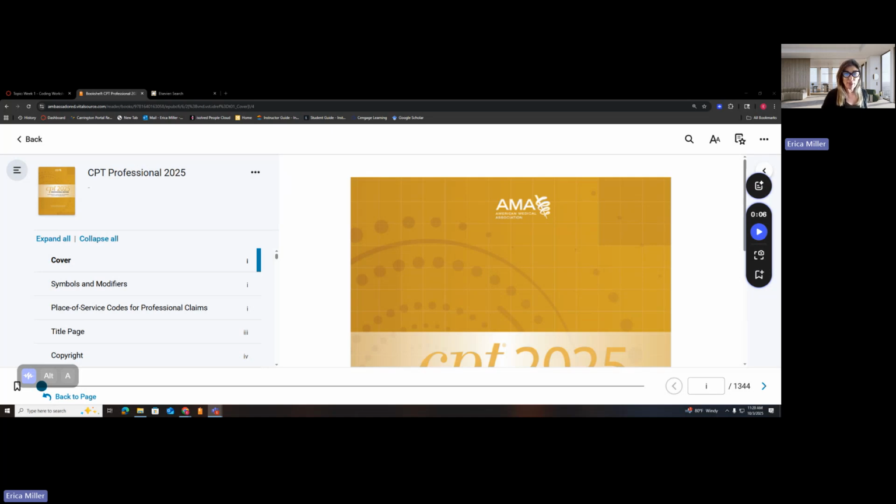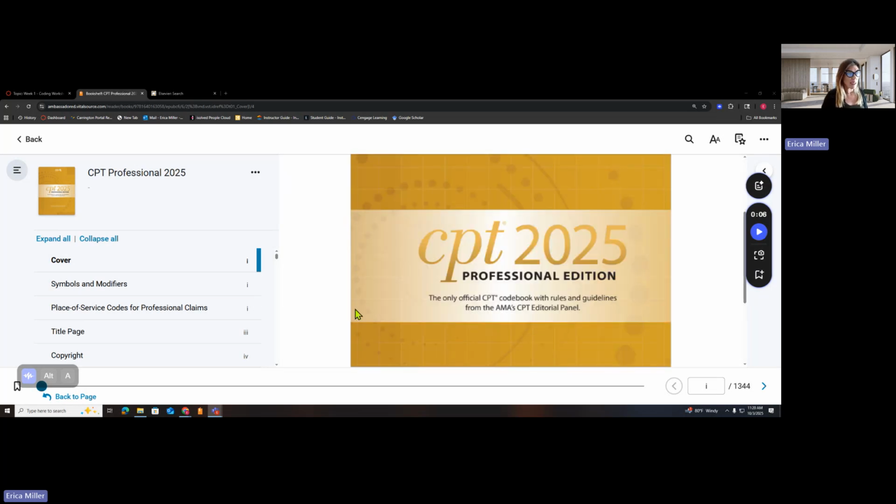Let's first talk about what CPT stands for. CPT is current procedural terminology. It is the standardized coding system that we as medical coders use to report the procedures and services that providers perform. This could be anything from an office visit encounter, to a radiology service, to a blood draw, to psychotherapy, right? This book houses all of those services, and all of those services are represented by a 5-digit code.